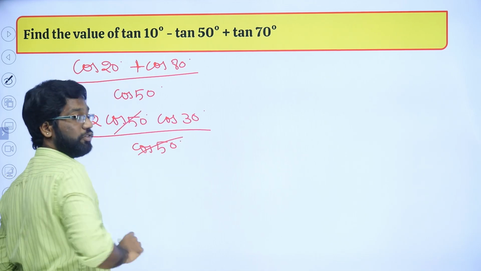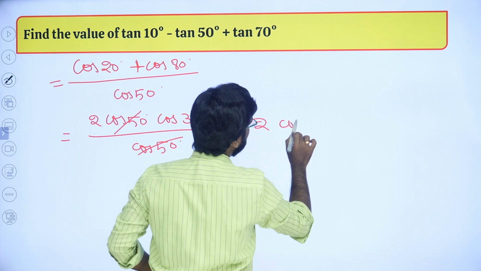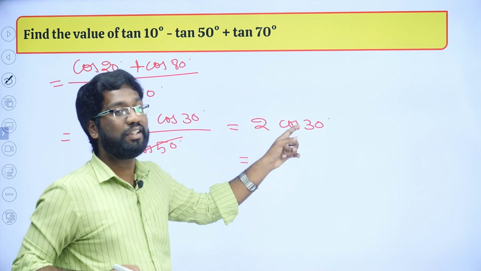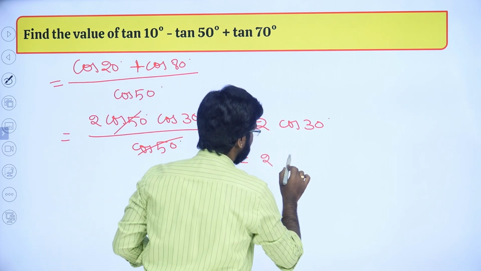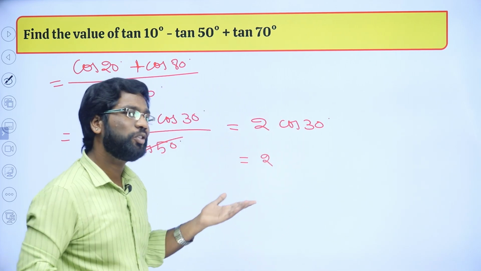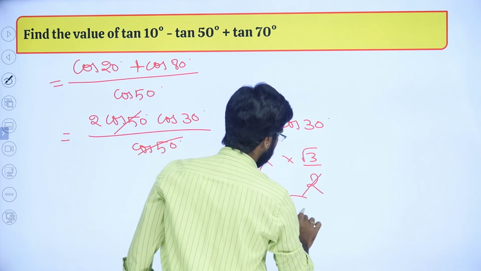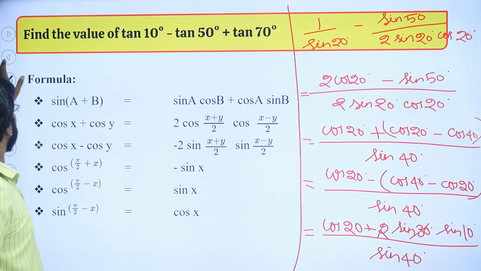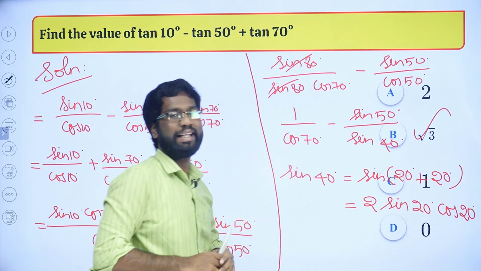So cos 50 will be cancelled out, my dear students. Then 2 into cos 30 degree. Now 2 into cos 30 degree is what, my dear students? What is the answer for cos 30 degree? The cos 30 degree value is root 3 by 2. So this 2 will be cancelled out, my dear students. Root 3 is the correct answer. So the answer for this question is root 3, my dear students, option B is the correct answer.